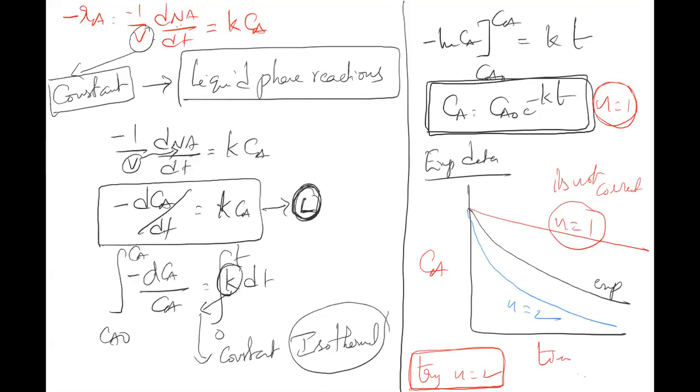Because n equal to 2 is also not matching, but it gives a clue. The order is in between 1 and 2. Order can be a fraction. Order can be anything.